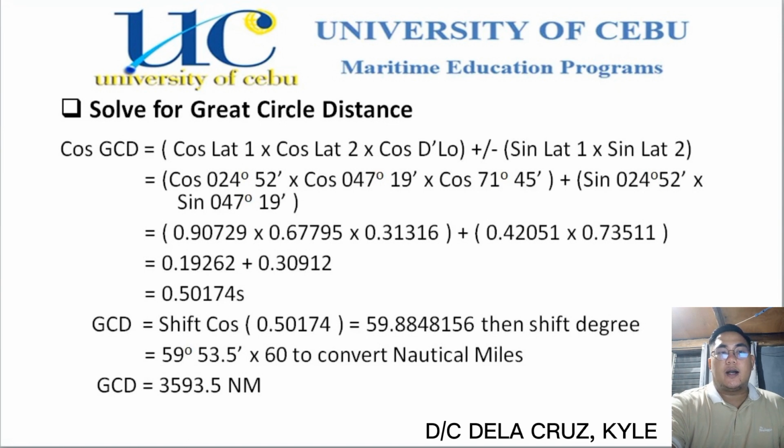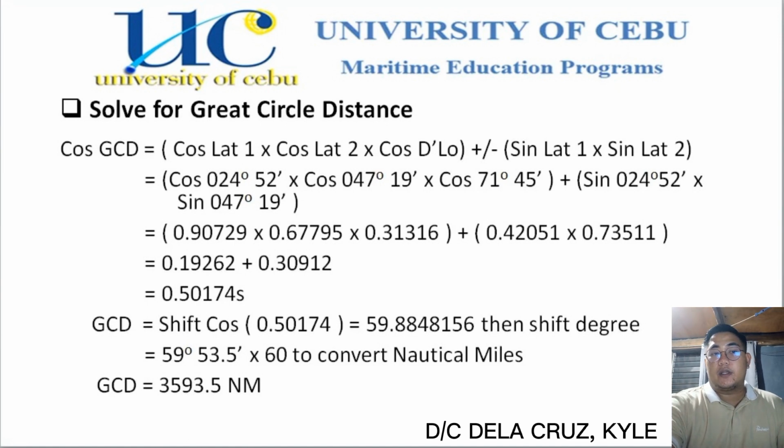So in order to have our GCD, for the 0.50174, you need to use a calculator and press shift cos and then type the 0.50174, and it will give an answer of 59.8848156. Then shift degree, you will have the answer of 59 degrees and 53 minutes 0.5 seconds.